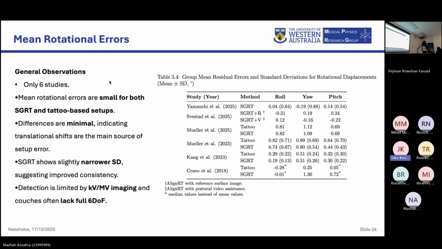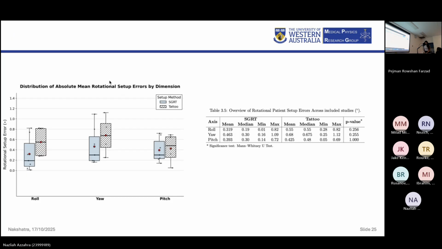Now, SGRT showed slightly narrower standard deviation, suggesting consistency. However, detection is limited by KV and MV imaging, and couches often lack full 6 degrees of freedom, so SGRT can help with that. Again, from the limited data available, SGRT showed better performance in the rotational axis as well.